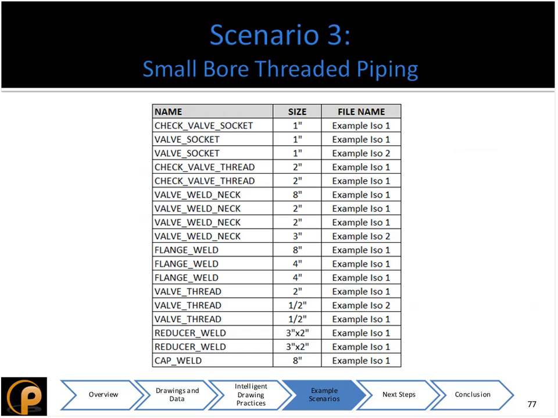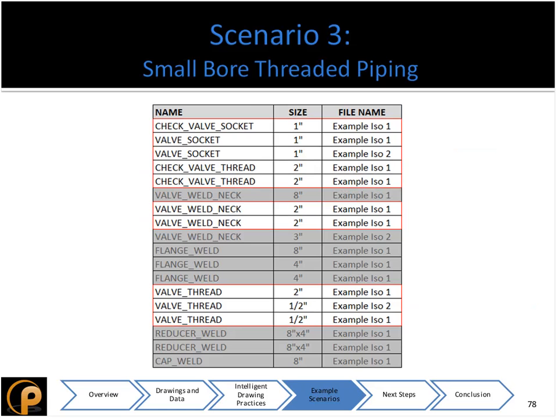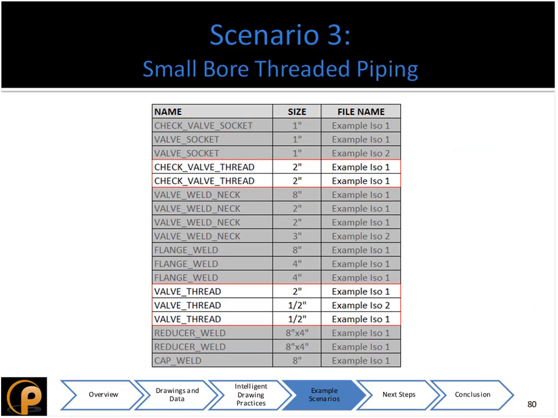So in this example, we actually use the name of the block to tell if it's threaded or not, and the size, obviously, to tell if it's 2 inches or less. So this might be what you would extract if you just cared about the size, the name of the block, and the file name. So from here, you can eliminate everything that's not 2 inches or less. And then from there, you can identify which of those are actually threaded.